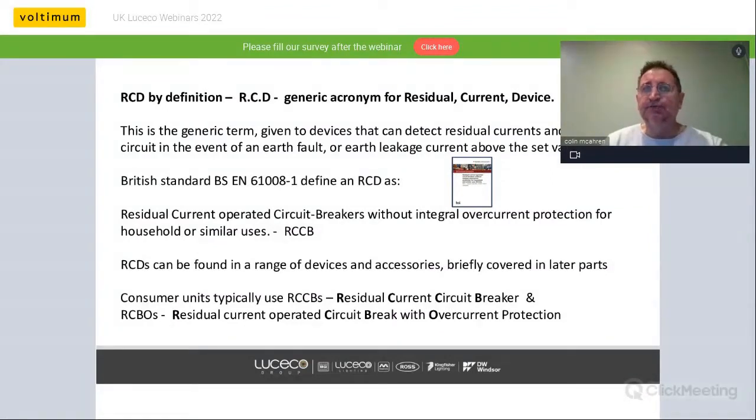61008 defines RCD as residual current operated circuit breaker with no overcurrent protection, and it's for use within household or similar applications. The term RCD tends to be used to refer to most types of earth leakage device. The correct term for RCD for a split load consumer unit, for example, is RCCB, or residual current circuit breaker. The RCBO, residual current breaker with overcurrent protection. So RCDs and RCCBs must always be used with overcurrent protection devices such as fuses and miniature circuit breakers, for example.